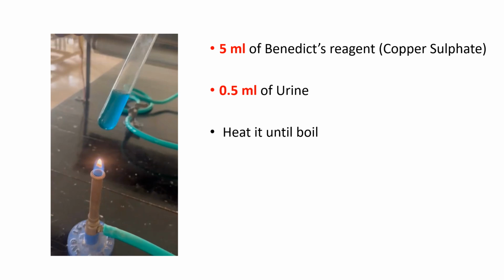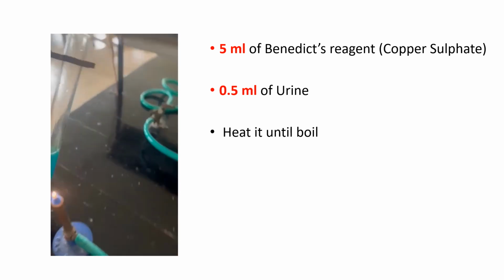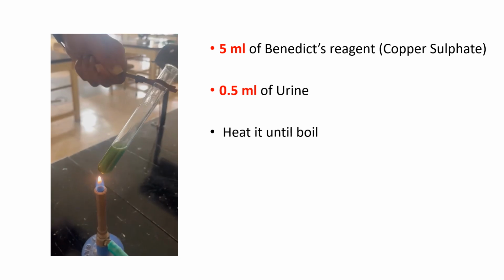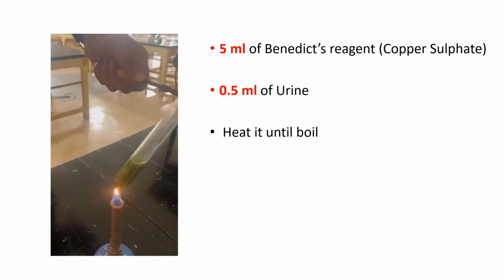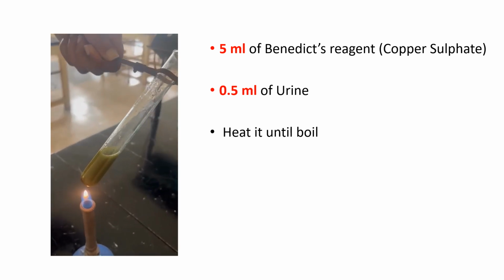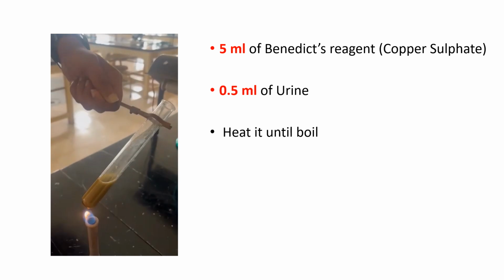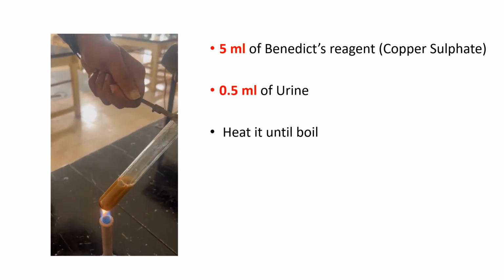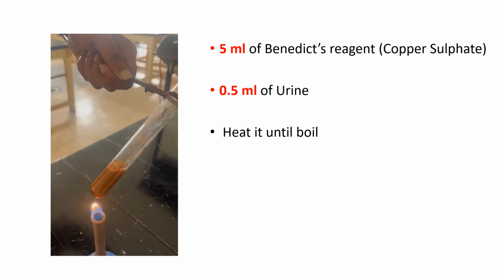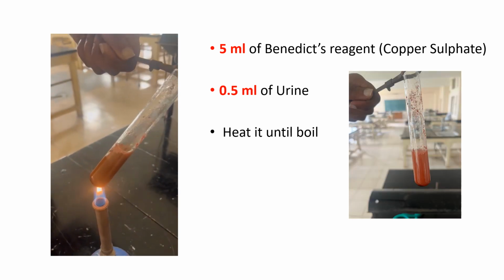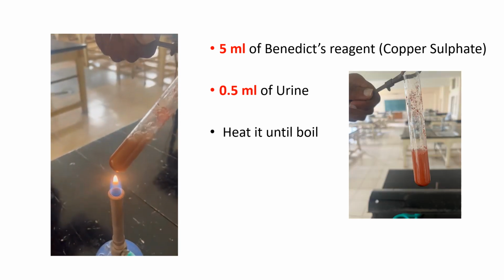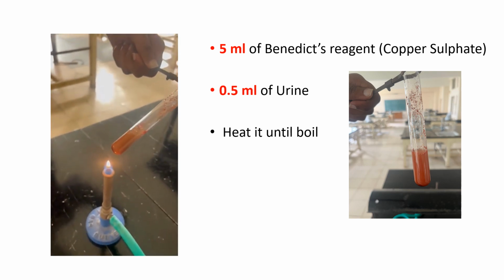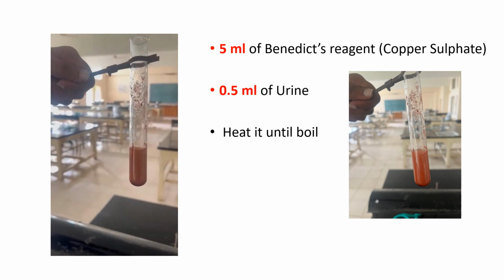So here I've just sped up my video, and as you are seeing, initially the blue has become a little green, and now the green is becoming a little yellow, and then it eventually becomes a little orange, and eventually it becomes red. So the last color which comes is a brick red precipitate, and here as you can see on the right side there is a very good brick red precipitate that we see at the end of the Benedict's test.